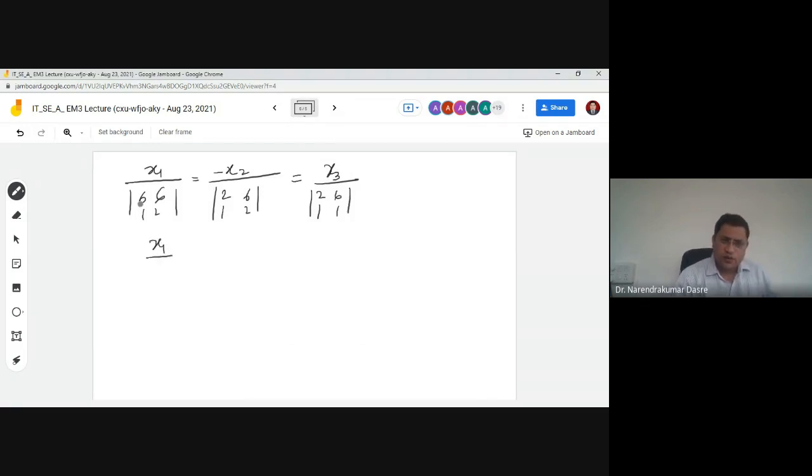So x1 by 6, and this is minus x2. So what do you have here? 4 minus 6. This is equal to x3, and you can have 2 minus 6. So what we got here: x1 by 6, minus x2 by 2, and x3 by minus 4.